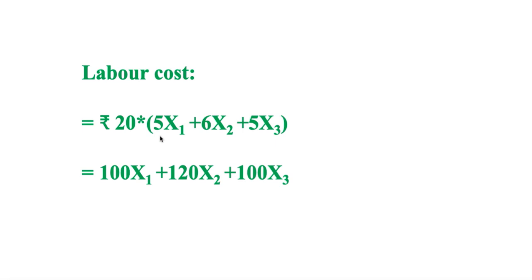Now here we have 5x1, which is the 5 man days which are required for tomatoes. Then we have 6x2, that is 6 man days required for the second one, lettuce, and 5x3 is for radish, and the cost of per man day is how much? It is 20 rupees. So if we multiply this, 20 into 5x1 is 100x1 plus 20 into 6x2 is 120x2 plus 20 into 5x3 is how much? It is 100x3. So this is the total labor cost here.